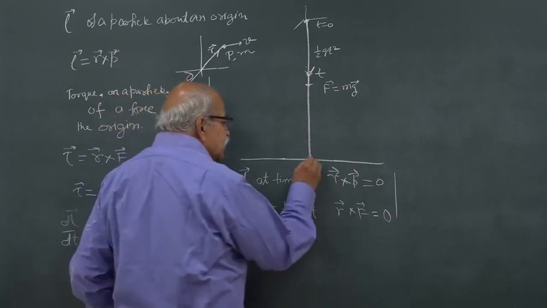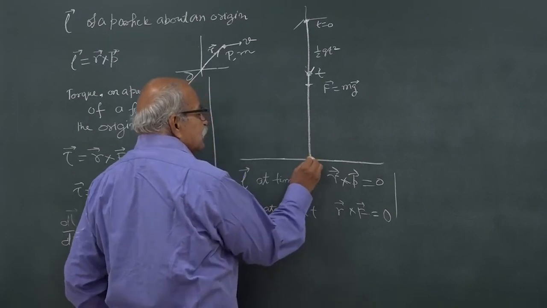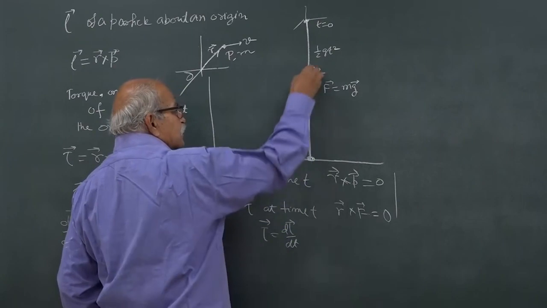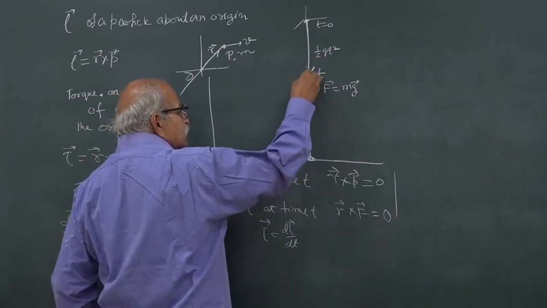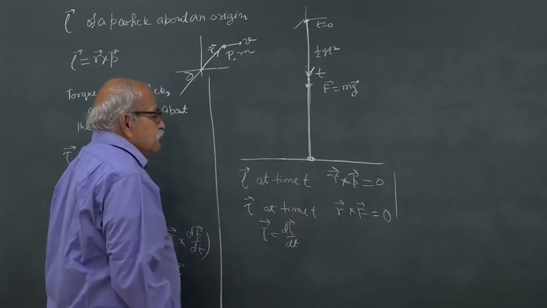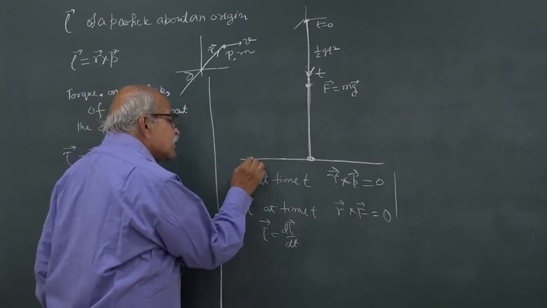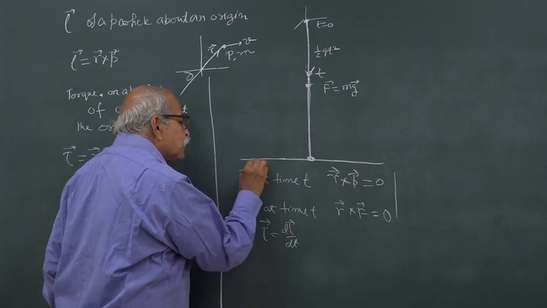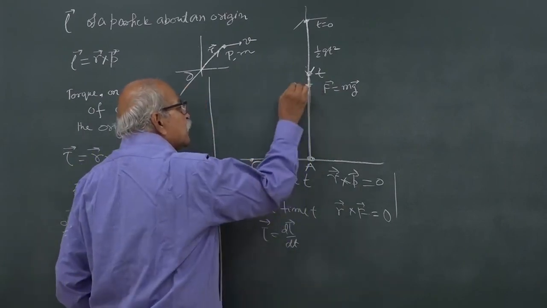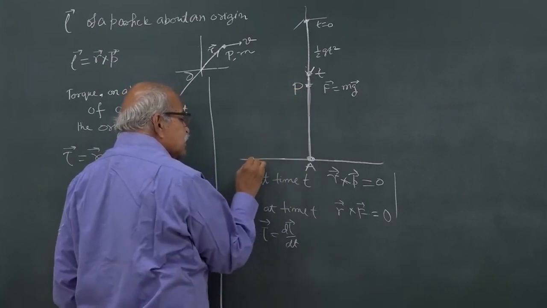If you take your origin here, same story. This is r vector, and this is F vector and this is p vector. So, same story. What if I take the origin somewhere here? Let us say this is a point O and this is point A and this is point P and my origin is here.